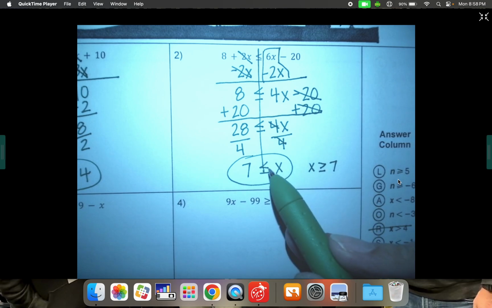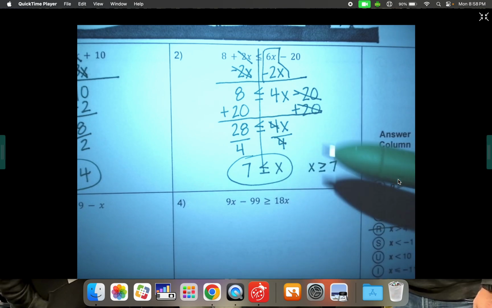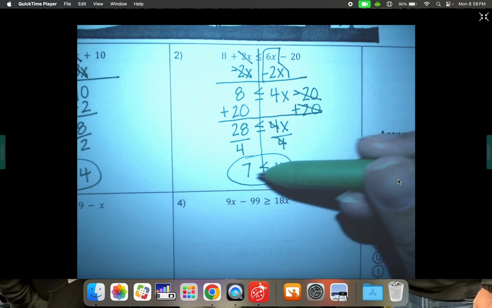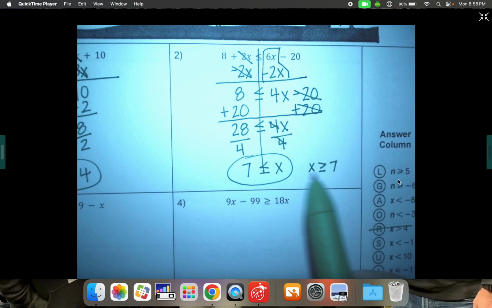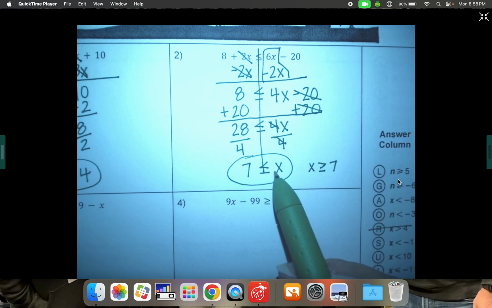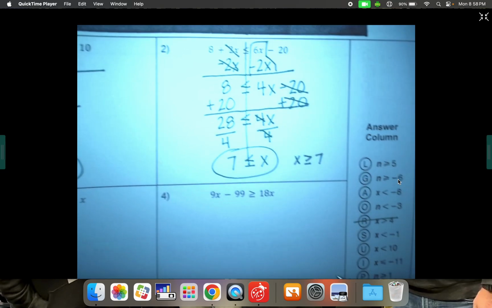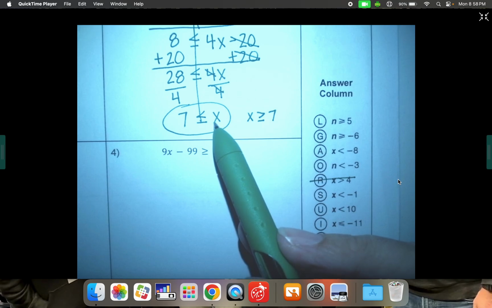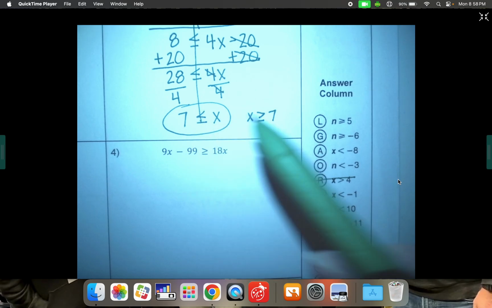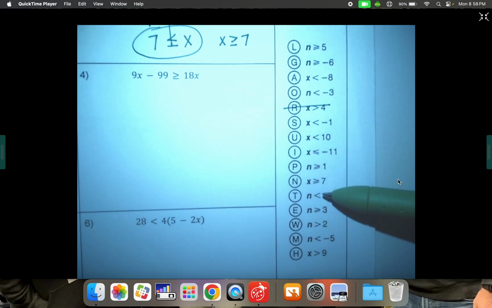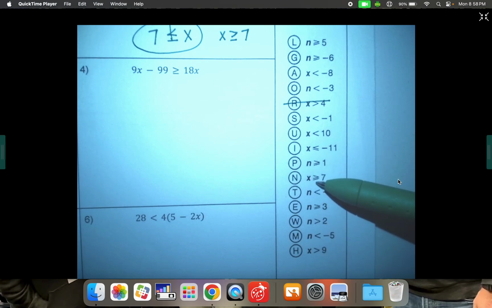See, it looks like I switched the symbol because I wrote it going this way instead of that way. So as long as the open mouth is facing the x, then you can write it the other way if you want. So we're looking for x is greater than or equal to 7. X is greater than or equal to 7. So it's right there. So we did it right.